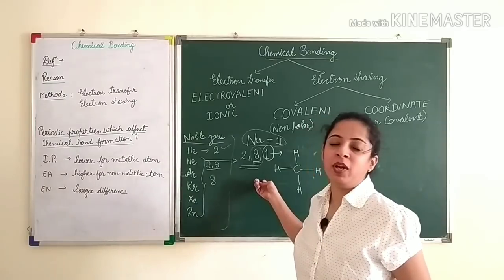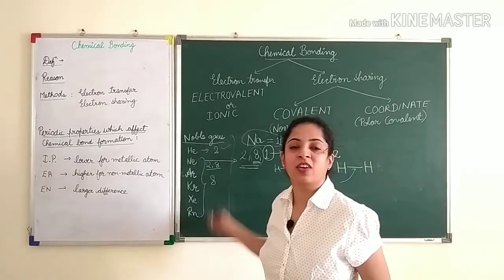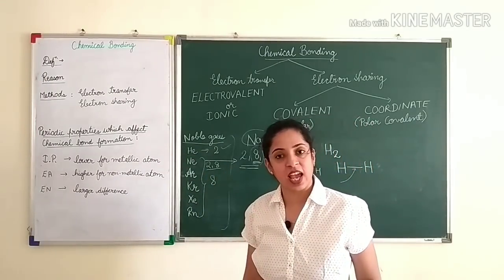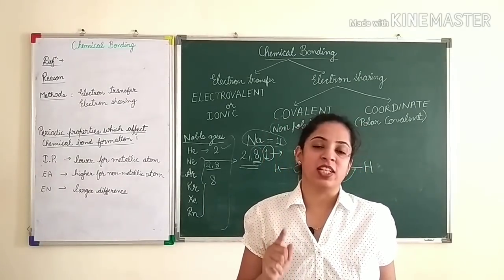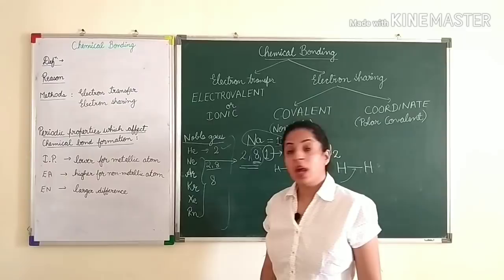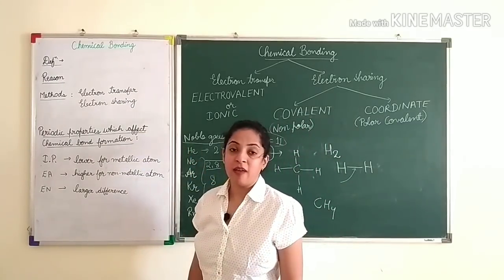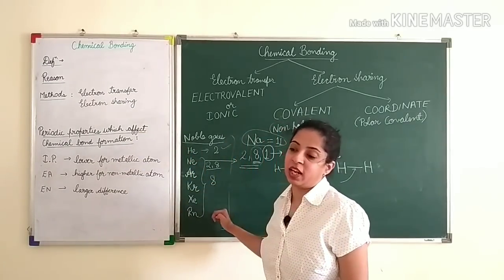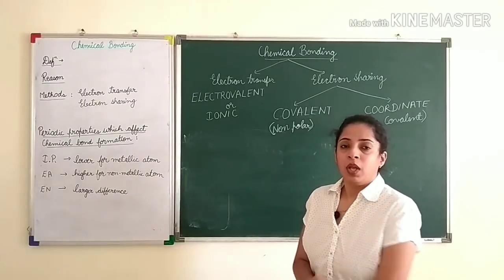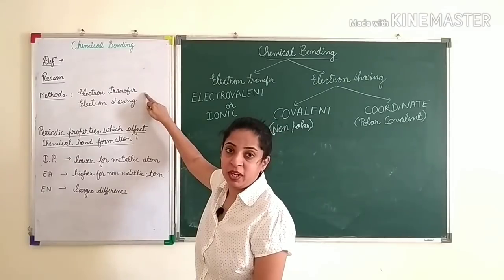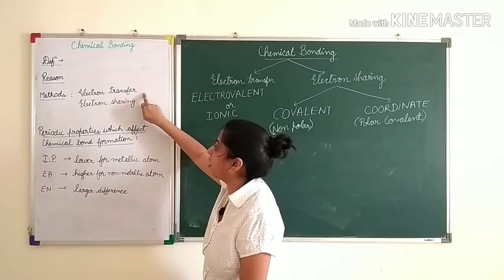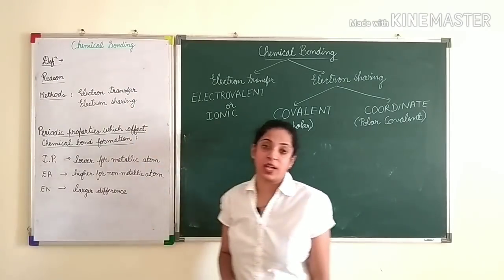So every element wants to attain the stable electronic configuration of its nearest noble gas. That is why it will have the tendency to form bond. Right now, the methods by which it can attain the stable electronic configuration. Now children, there are two methods to attain this stable electronic configuration: electron transfer or electron sharing.